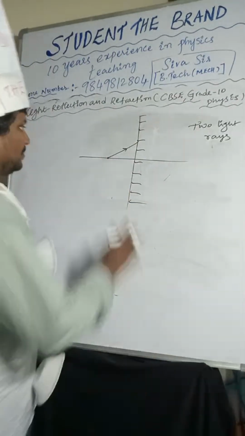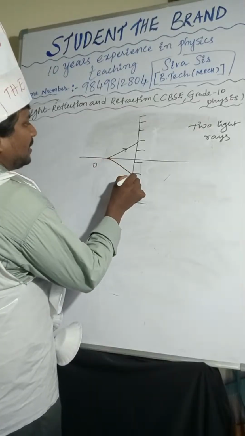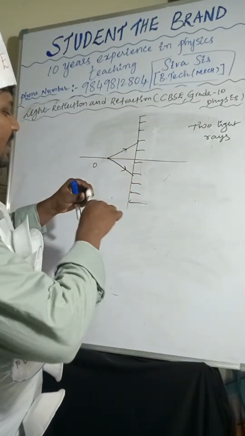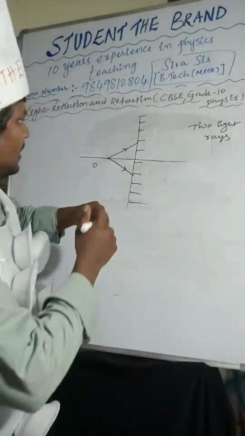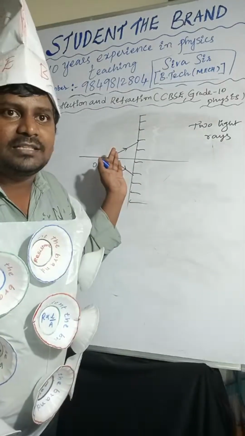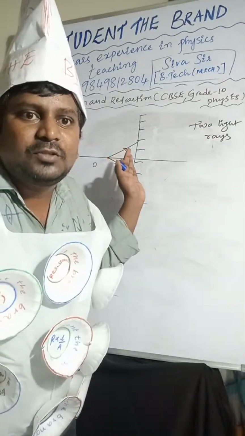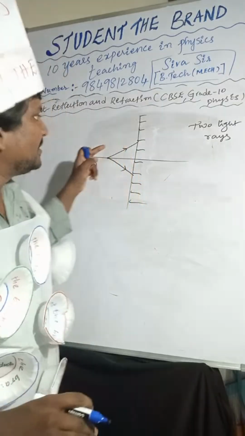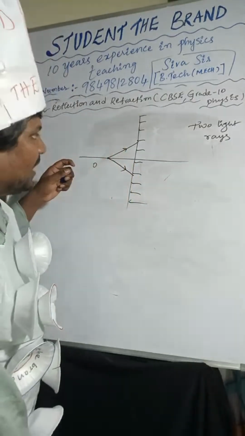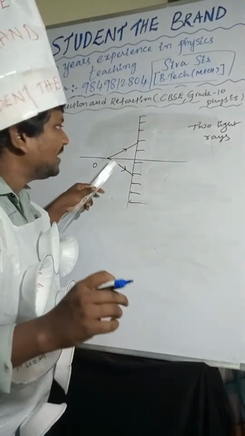So the object is here, and one light ray I am taking here. This is one light ray. Observe here, are you observing or not? Yes, here. This is the incident ray.